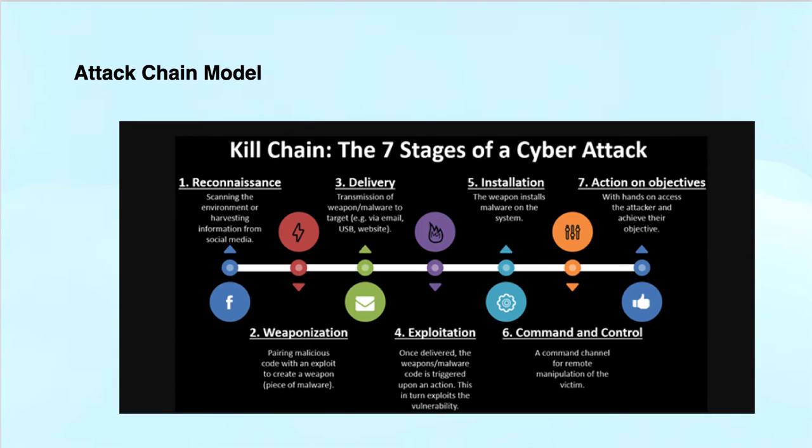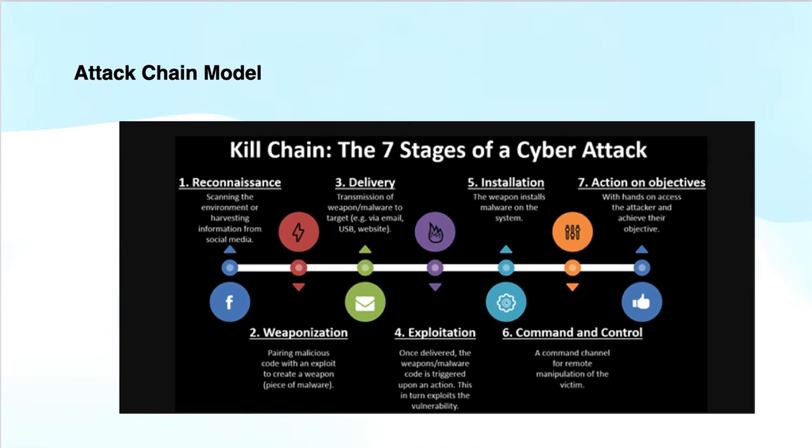Number one is reconnaissance. In this, information is collected. The attacker gathers information about the target, like vulnerabilities, system details, or employee data. This is the research phase, you can say. Next phase is weaponization. After collecting this information, the attacker creates or selects the tools, like any malware, that are required to exploit the vulnerabilities they have found.